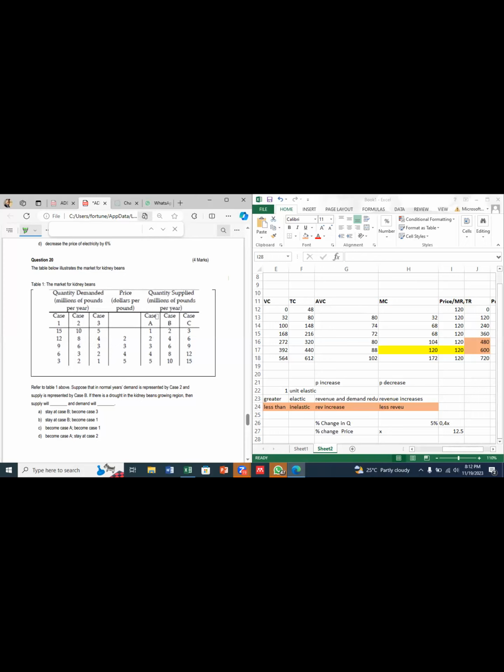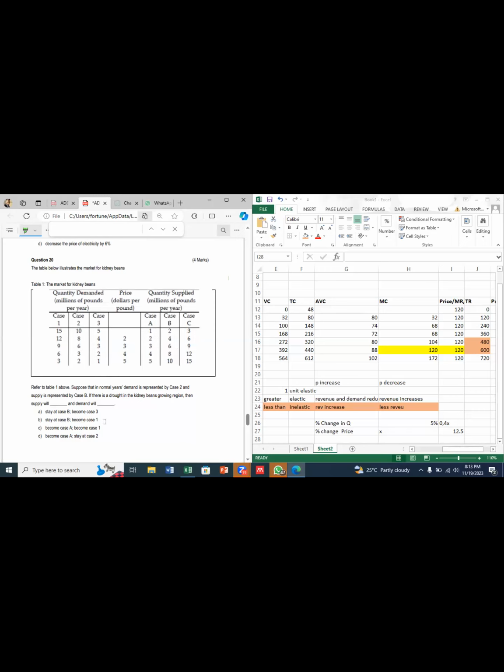Then let's analyze the supply. Case A: 1, 2, 3, 2, 4, 6. 1, 2, 3. Okay. So this is the quantity supplied in relation to the price. Price, I think price 0 or 1, I don't know. Then price 2, this is the quantity supplied in different cases, different scenarios. Then price 4, different supplies. Price 5, different supplies. Same applies with the demand.